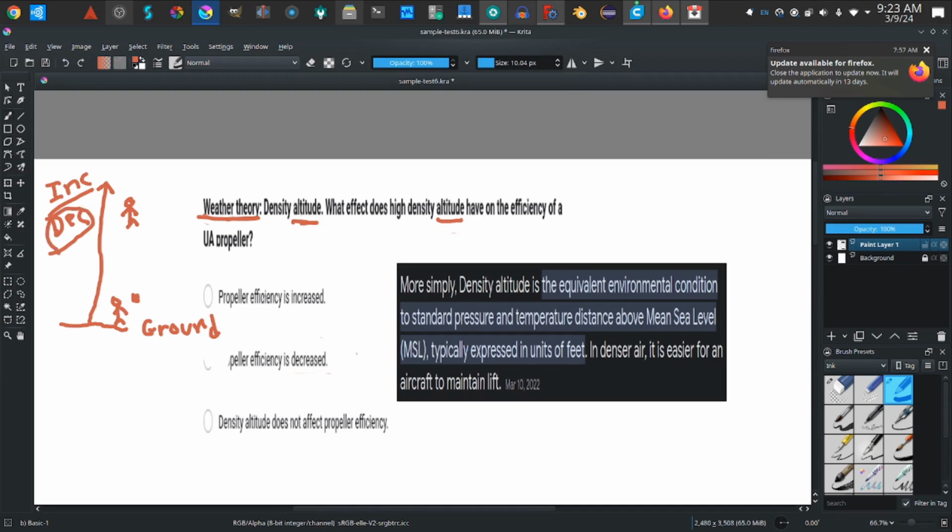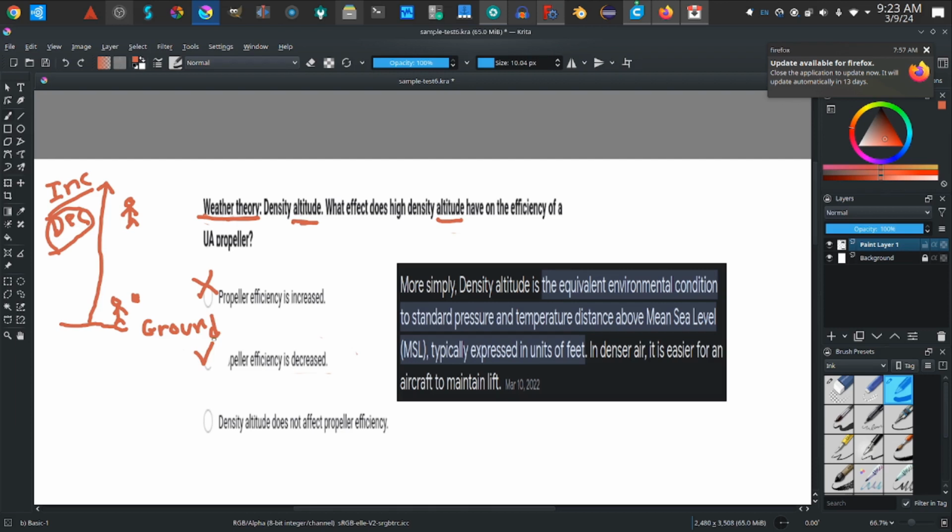That's coming from me. So propeller efficiency increase? Nope, it doesn't increase. It doesn't get any better. Propeller efficiency is decreased, yes. Because the propeller is moving around. It's optimized when it's on the ground. Do you think the propeller is going to get better as it goes higher and higher?